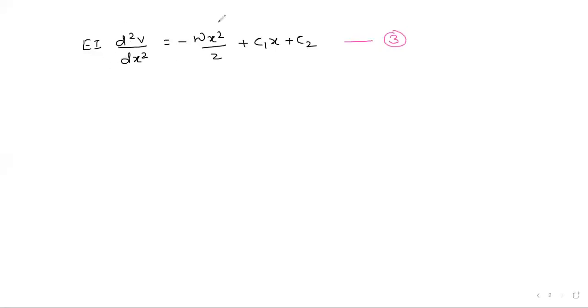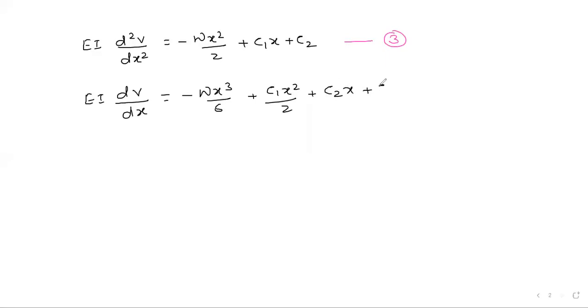Again integrating equation number 3, the power will decrease. Here the power is 2, once we decrease one power it becomes 1, so we can write EI dV/dx is equal to minus W x³/6 plus C1 x²/2 plus C2 x plus C3. Let us take this as equation number 4.